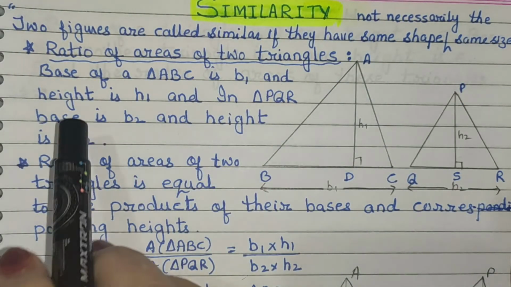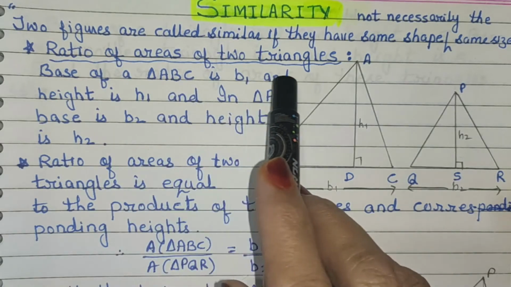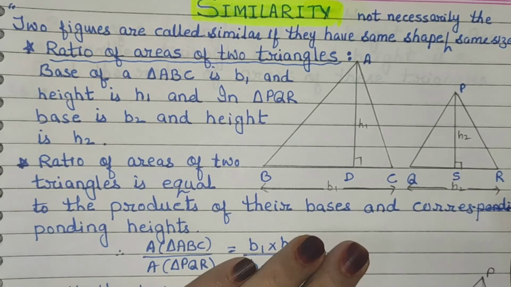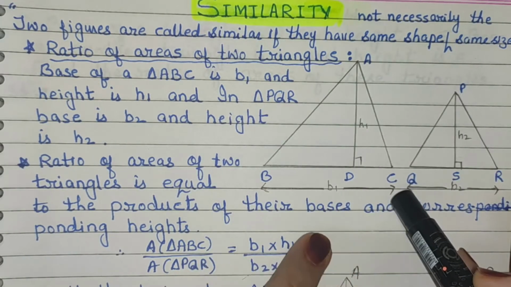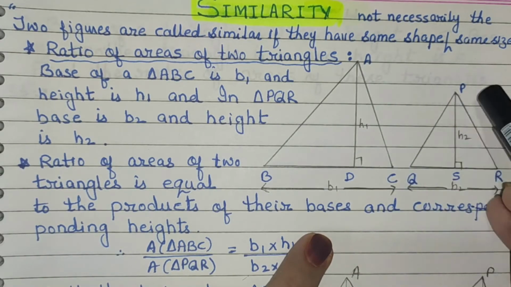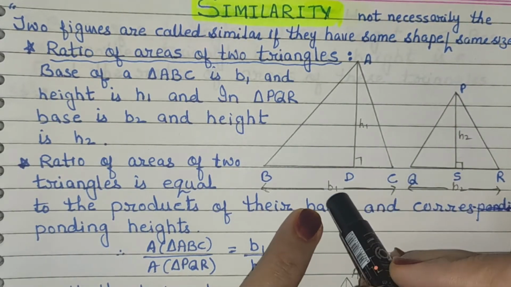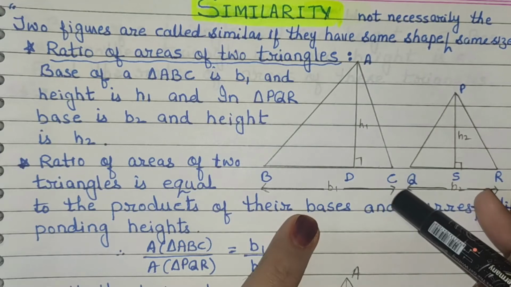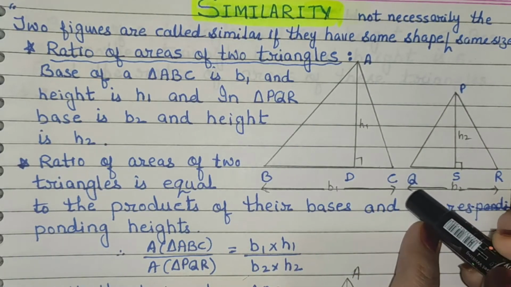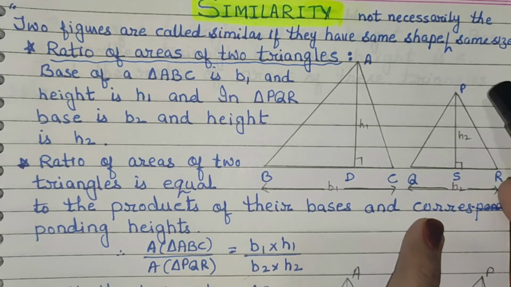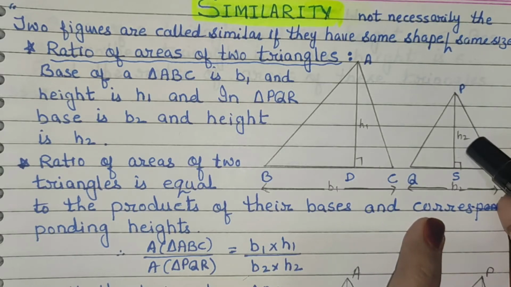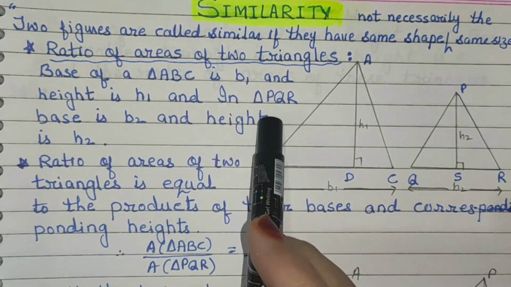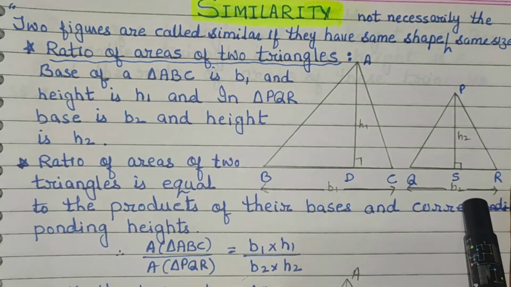Now look at next. Ratio of areas of two triangles. Now look at the figures here. Two triangles are given here, triangle ABC and triangle PQR. Now B1 is the base of the triangle ABC and H1 is the height of the triangle ABC, and B2 is the base of the triangle PQR and H2 is the height of the triangle PQR.